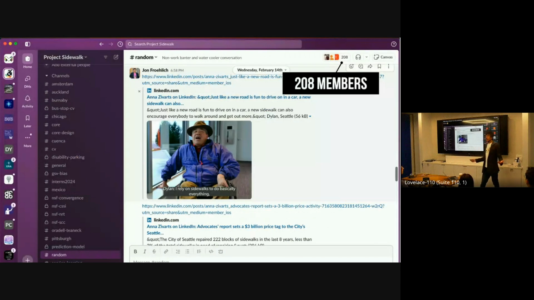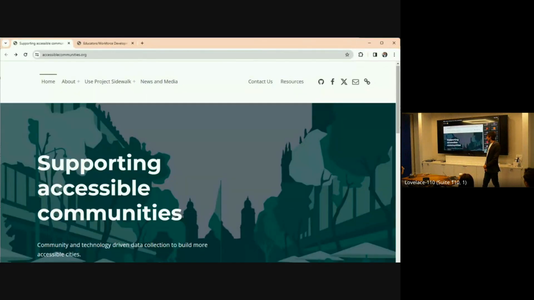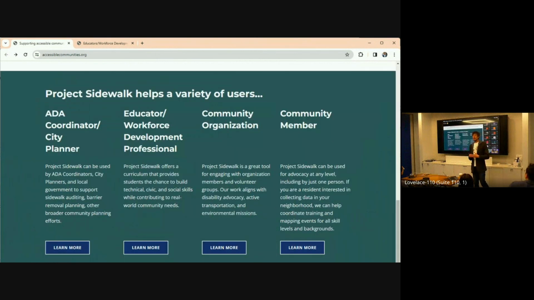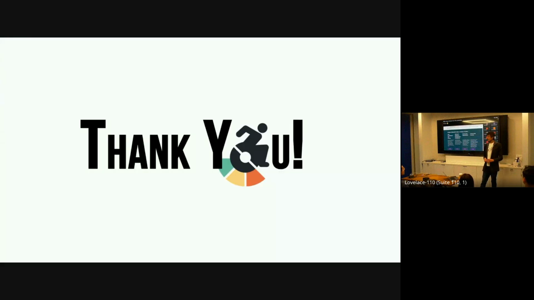And then we have a growing group of community contributors, 208 members on our Slack. We have a new website called accessiblecommunities.org that I'd love for you to check out, and it sort of breaks down the various stipulations and opportunities for using a tool like Project Sidewalk in your community. And with that, I want to thank you very much for your attention.